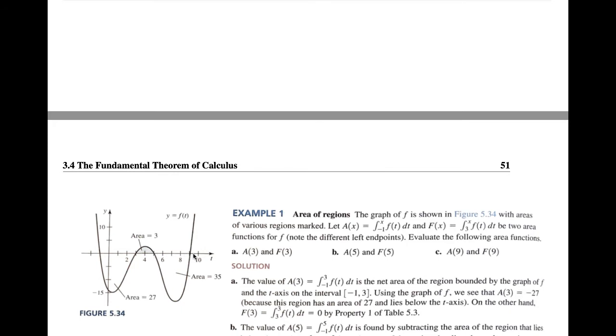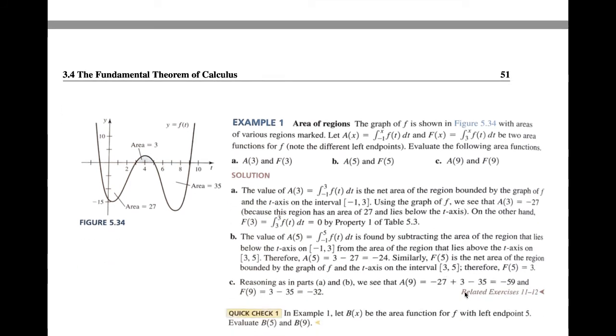There is an interesting question which is not in the book. What would be F of minus 1, capital F of minus 1? If you replace x by minus 1, you get a case where the upper limit is smaller than the lower one, so we have to flip and negate. So F of minus 1 is minus the integral from minus 1 to 3, so minus minus 27, which is plus 27. Please note these hints to related exercises.